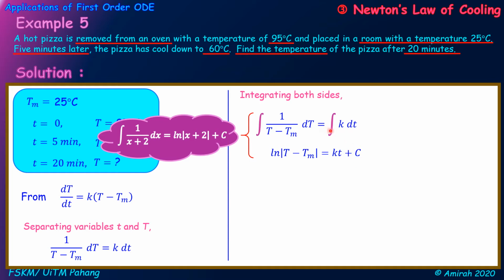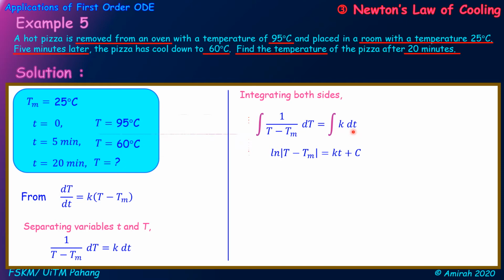And then integrate K dt, we can refer from, let's say we have integration of constant 2 dx. The answer is 2x plus C. So when we integrate a constant with respect to time, we will get the constant times time, plus C, which is Kt plus C.